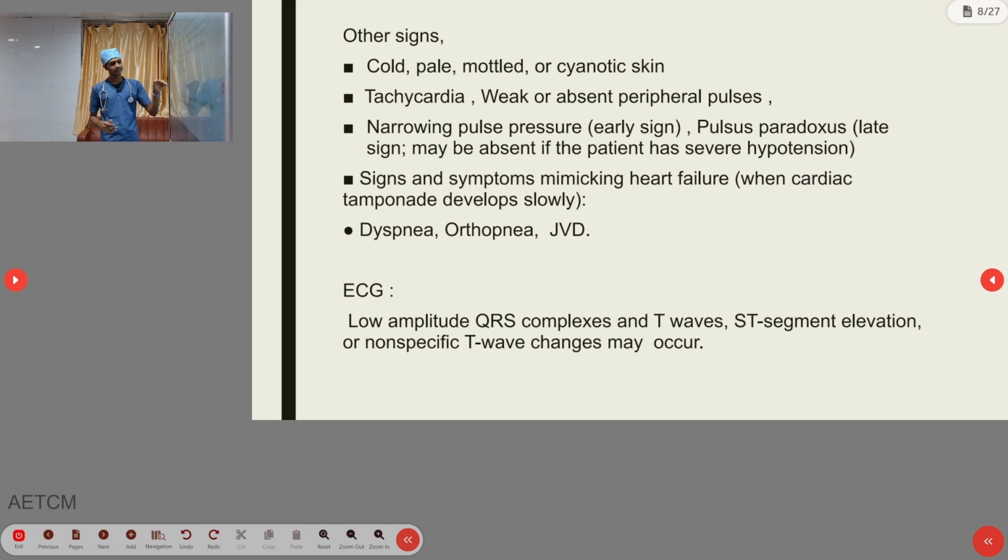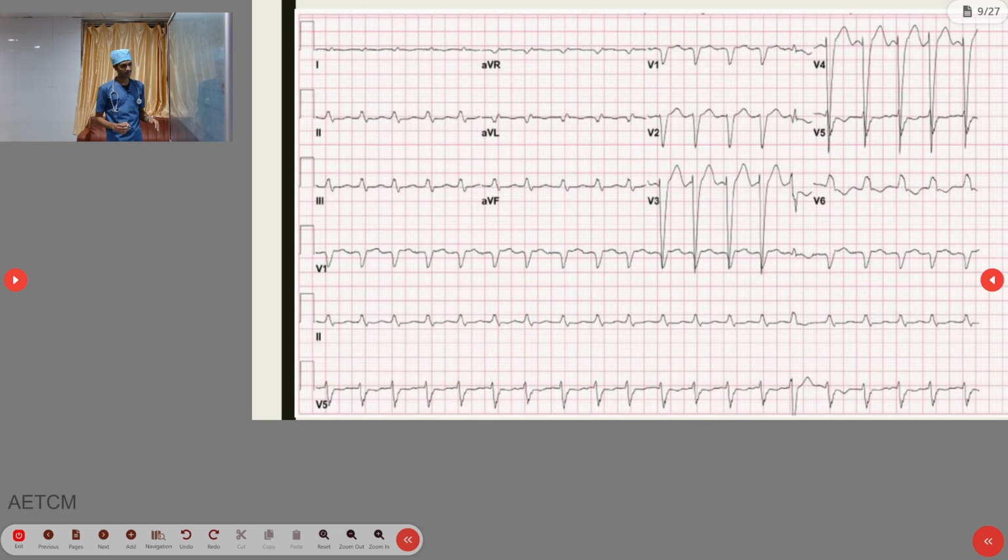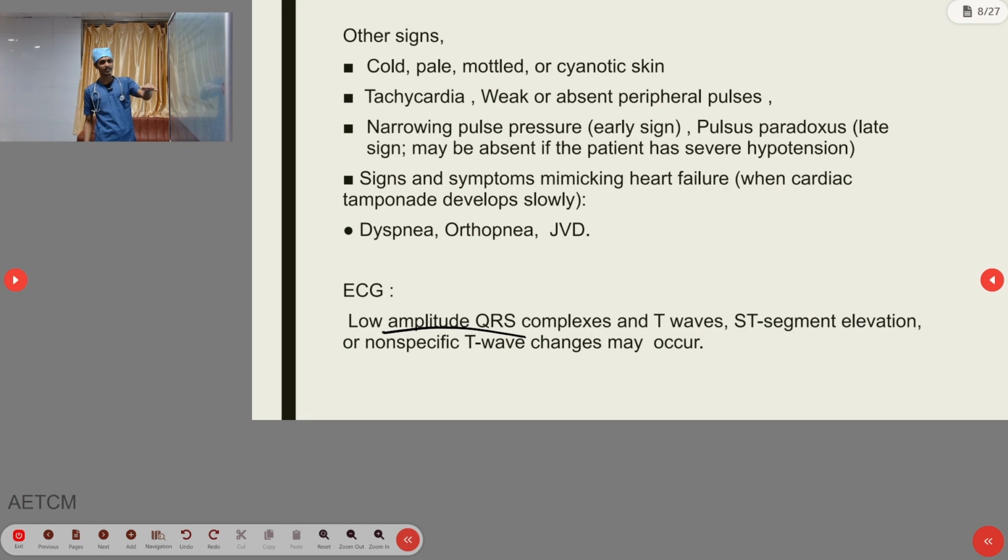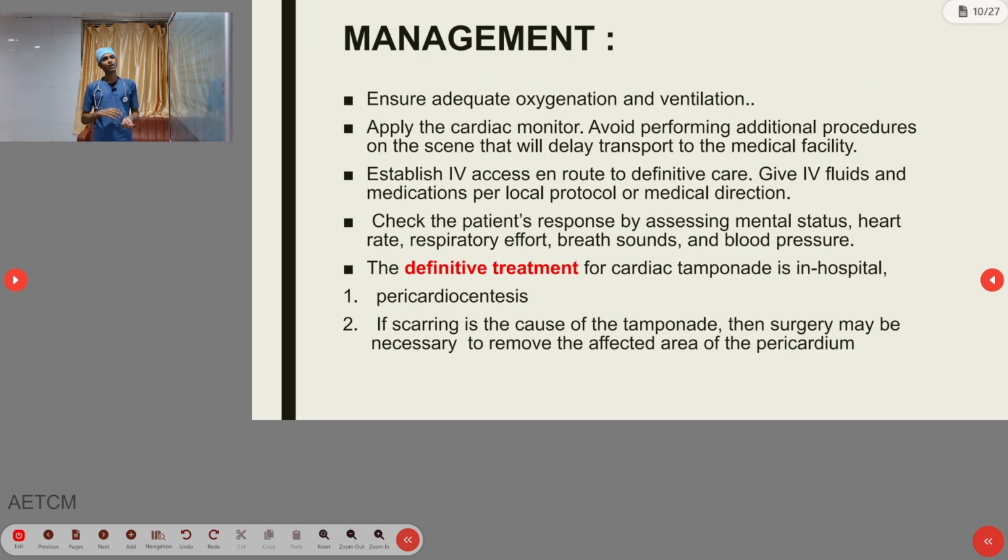If you take the ECG, here we can find the low amplitude of the QRS complex and the T wave. Low amplitude QRS means if you take the ECG, you can find the height of the QRS complex is less than 5 millimeters. We know one large box is 5 millimeters, right? So here you can see the height of the QRS is less than 5 millimeters. That is the low amplitude QRS, and then we can see changes in the ST elevation, and non-specific T wave changes will also occur. And then how can we manage?